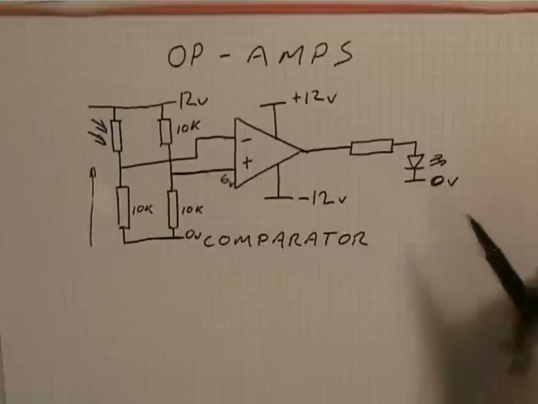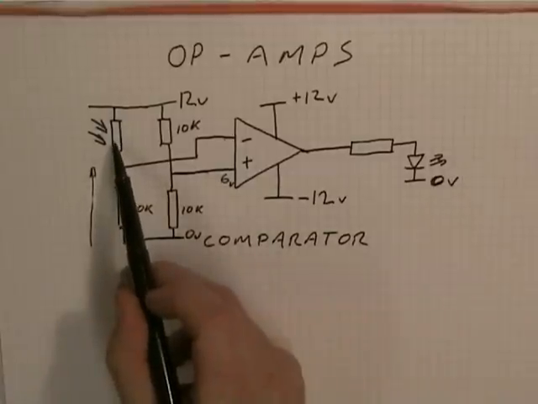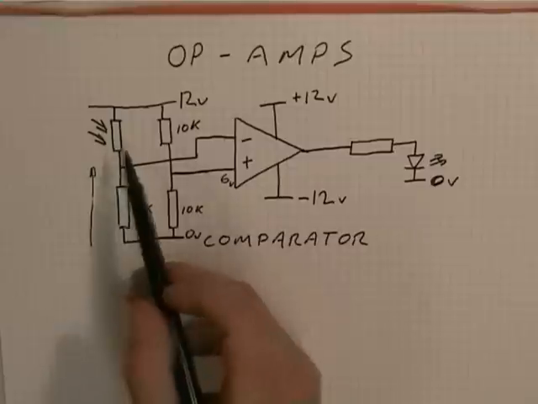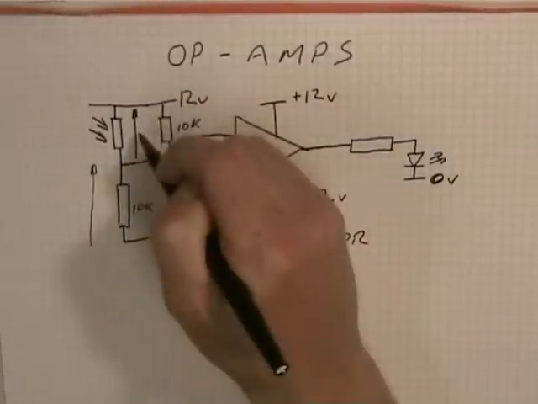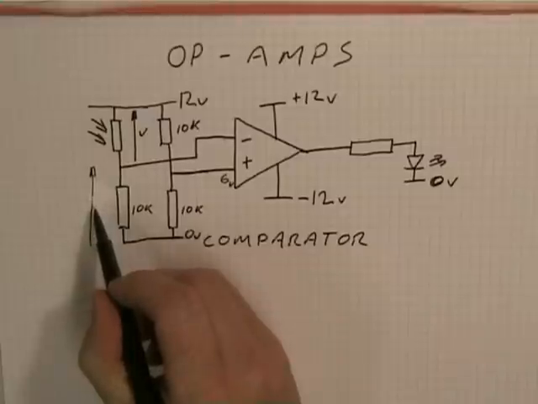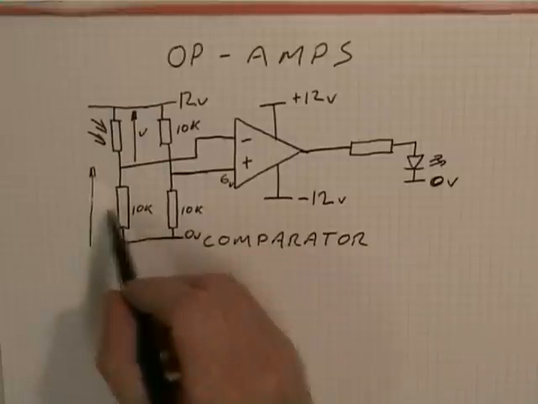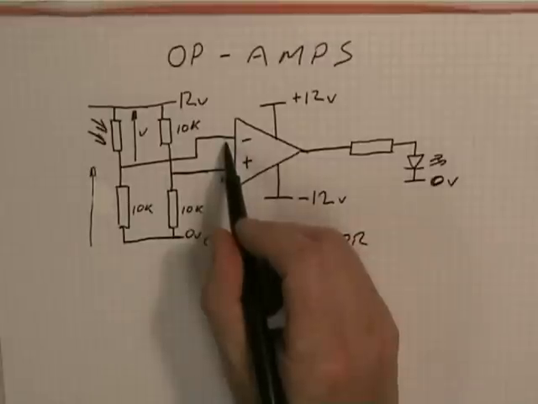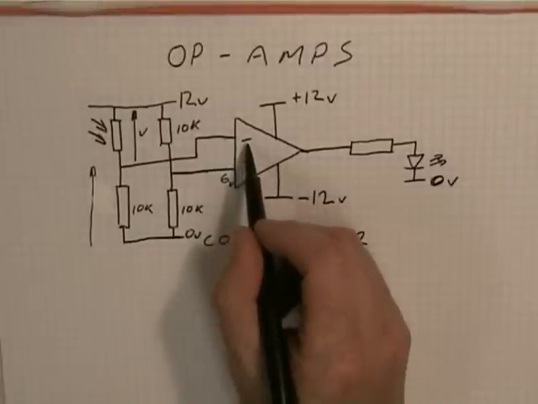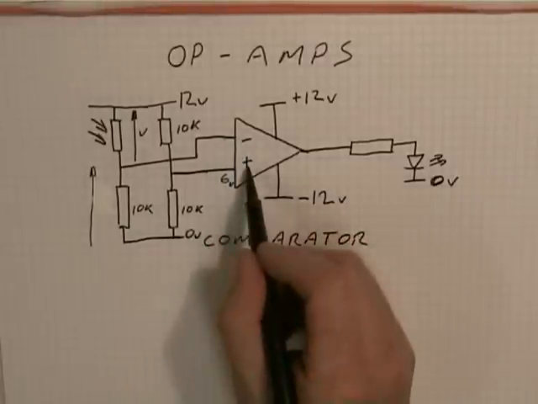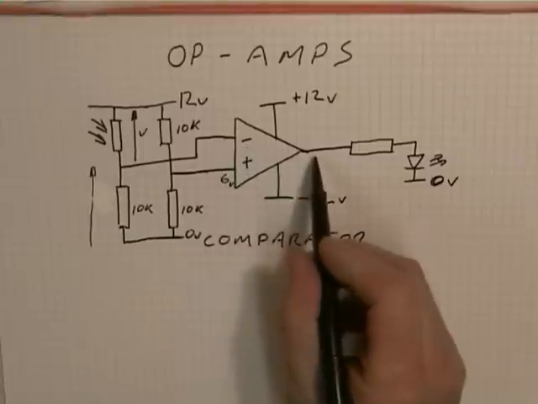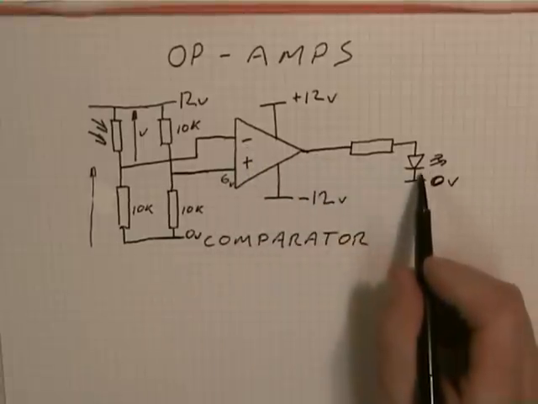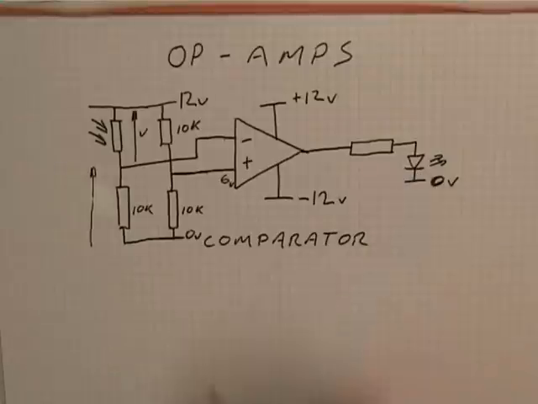In the light, the resistance of the LDR is small. So that voltage there will be small. The voltage here will be big. So in the light, that voltage is big, so that means the voltage here is big. The voltage at the inverting input is bigger than the non-inverting input. That one wins, so this will go low, so the LED won't light.